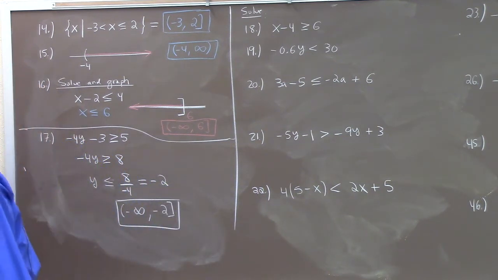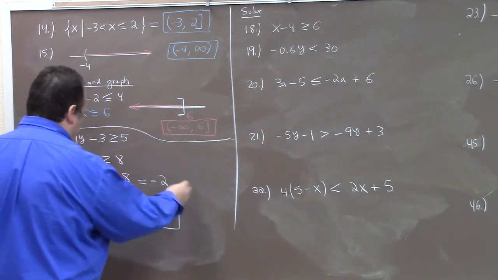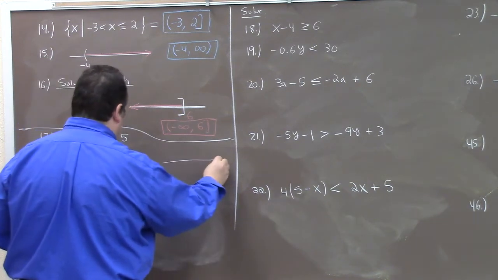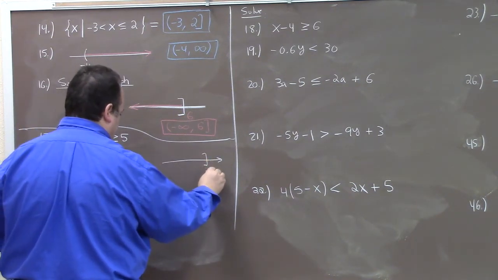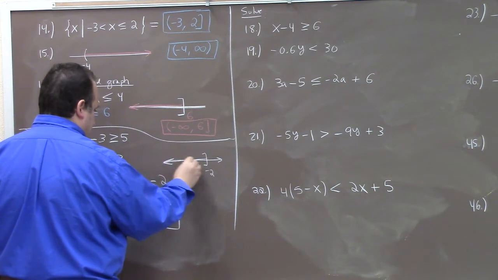Oh, and I guess I was supposed to graph it as well, right? I forgot. I'm sorry, my bad. So it looks something like this, right? We're at minus 2, and it's over here somewhere, right?